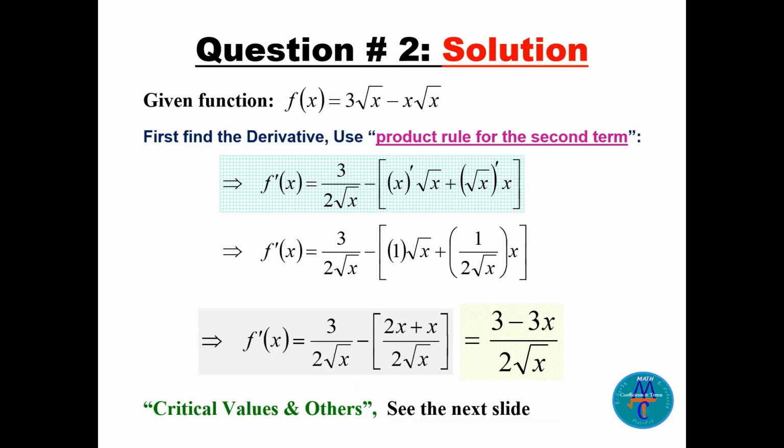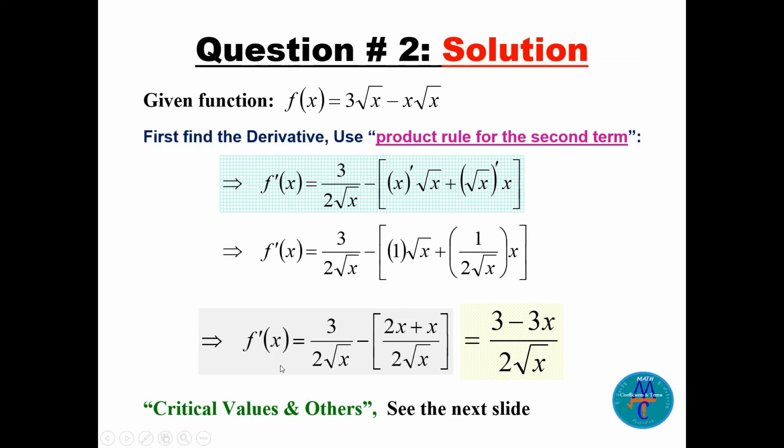Now let's start with the derivative. Find the first derivative. f'(x): the first term is easy, 3 divided by 2 square root of x. For the second one, we see x times square root of x, so we have to use the product rule for the second term. The product rule is u prime v plus v prime u. We put all that in a big bracket, with a minus before it. The derivative of x is 1, times square root of x, plus the derivative of square root of x, 1 over 2 square root of x, times x. Now simplify all that. You will get (3 - 3x) divided by 2 square root of x.